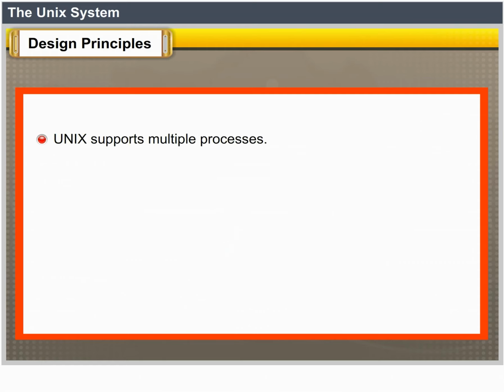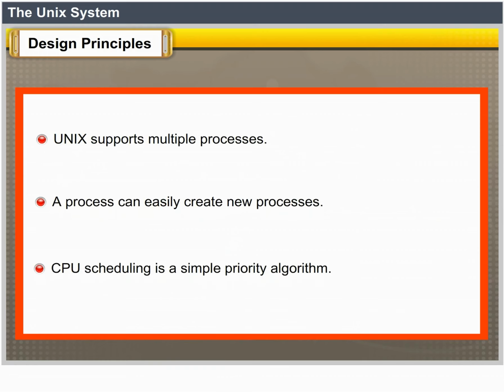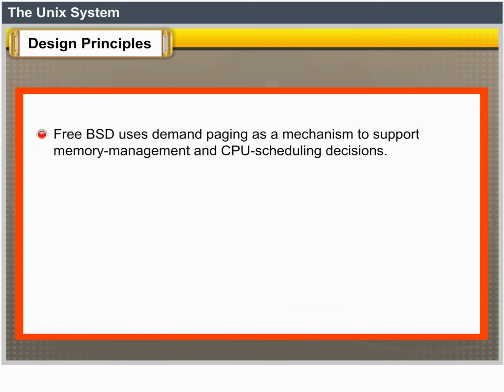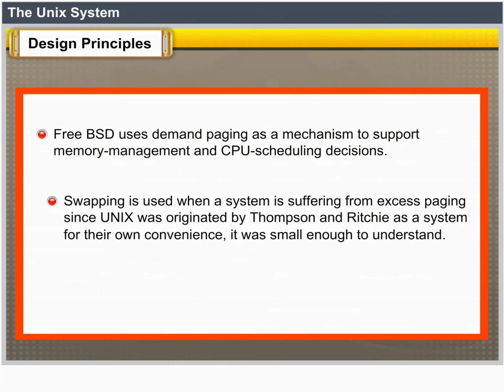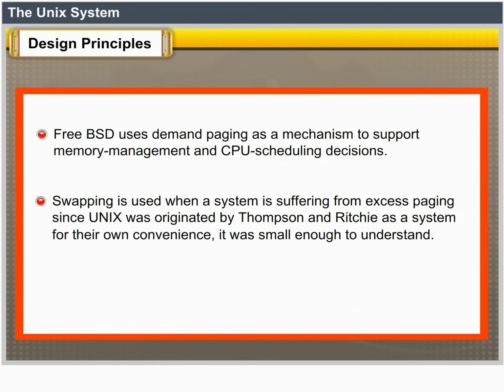Unix supports multiple processes. A process can easily create new processes. CPU scheduling is a simple priority algorithm. FreeBSD uses demand paging as a mechanism to support memory management and CPU scheduling decisions. Swapping is used if a system is suffering from excess paging.